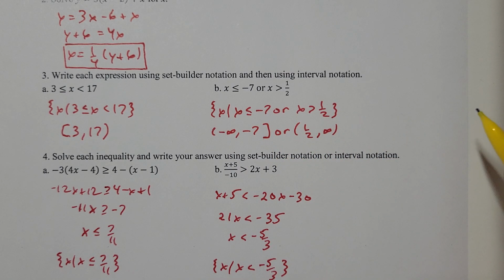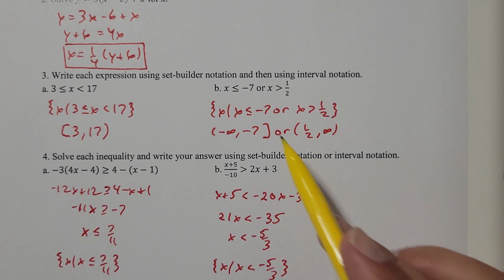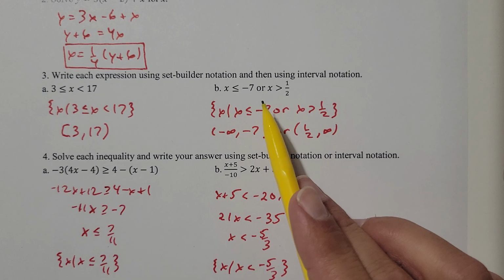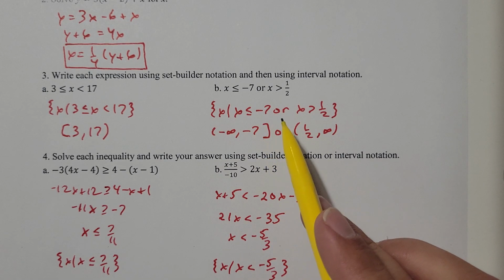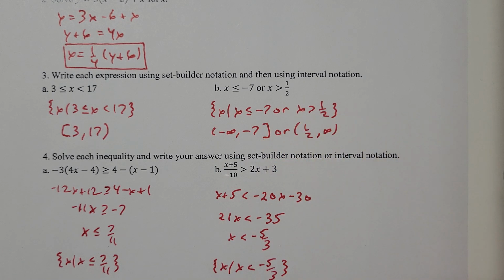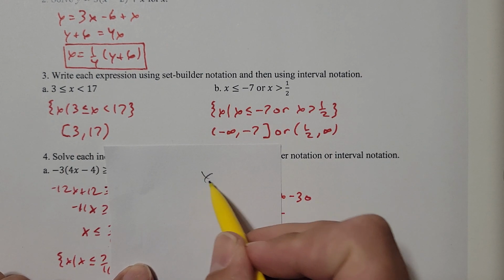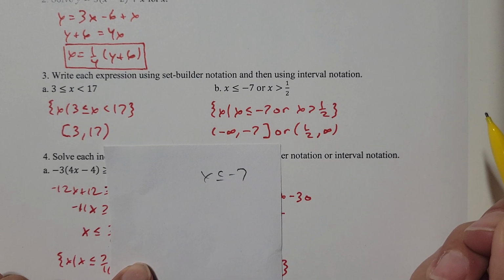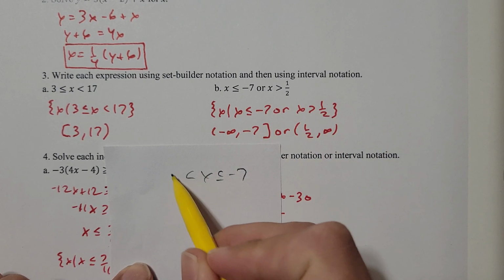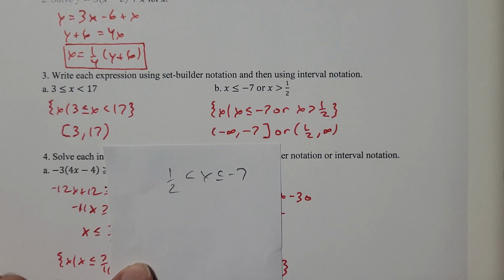Now, I mentioned this already, but it is worth saying again that whenever you have a statement involving the word or, the word or has to stay there in your answer. So I would not write this down. I wouldn't write like x is less than or equal to -7. Right. Also, x is bigger than 1/2.